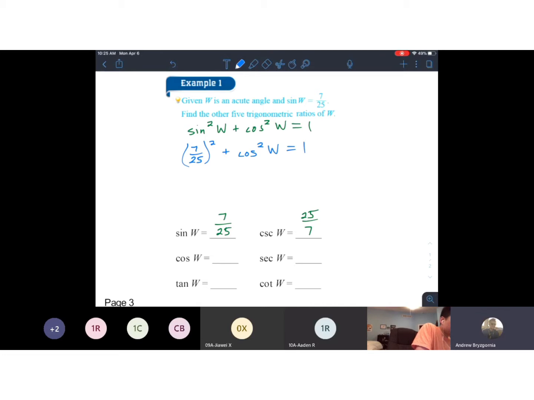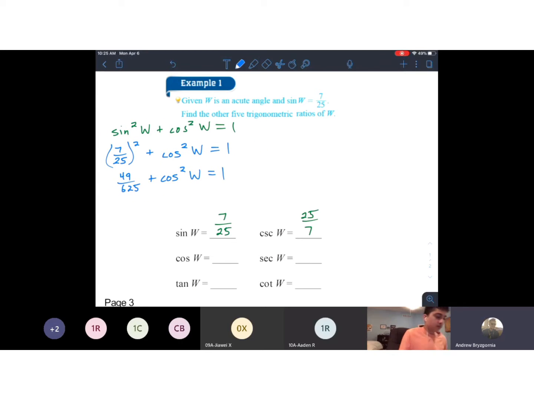So we're going to get 49 over 625. I'm kind of running out of space, so I'm going to move this over. Then I'm going to subtract that fraction from both sides. So that's going to give us cosine squared equals, when we subtract, it is going to be 576, I believe. And then the last step is we just have to do the square root of both sides.